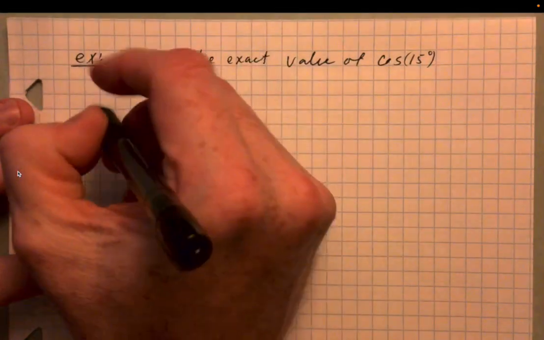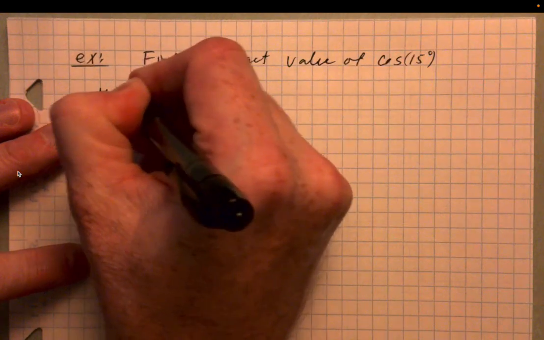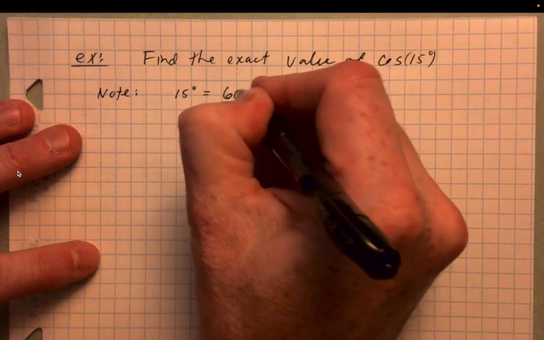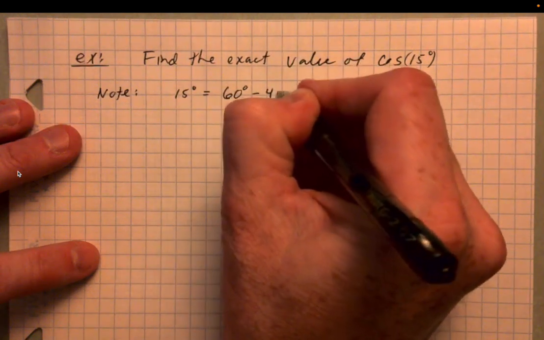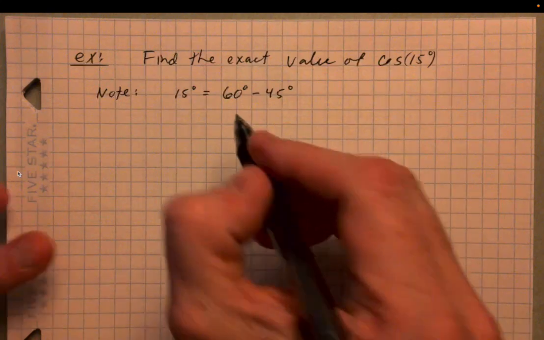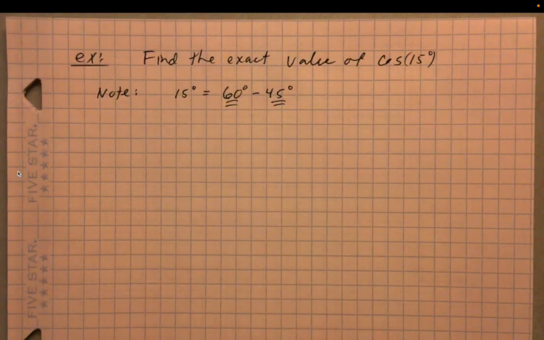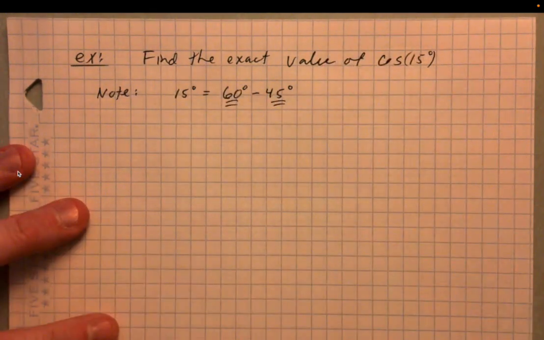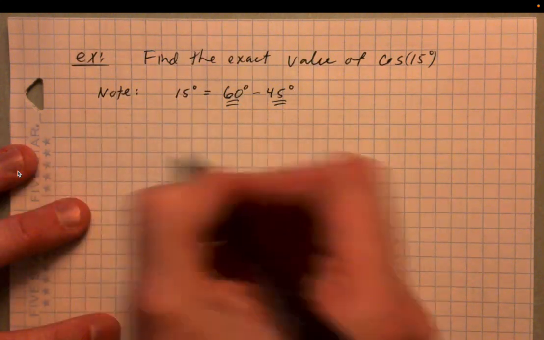Well, one of the things you can notice, so note 15 degrees is equal to 60 degrees minus 45 degrees, right? Now 15 is equal to a lot of things minus a lot of other things, right? But in this case, these are kind of nice because 60 and 45, these are angles that we've looked at. We know the exact values of cosine and sine for 60 degrees and 45 degrees. So given this, we can use the difference formula for cosine. And here's how we do it.